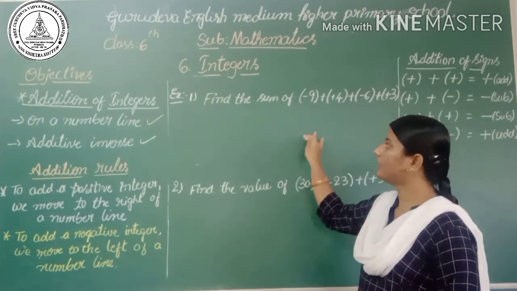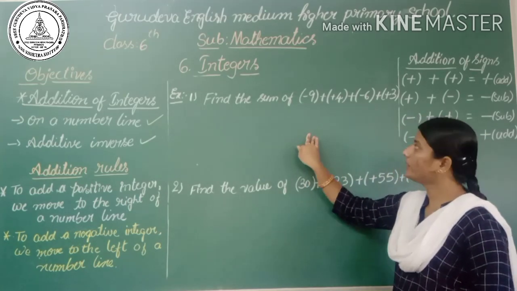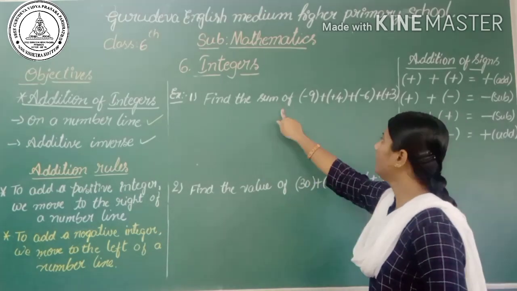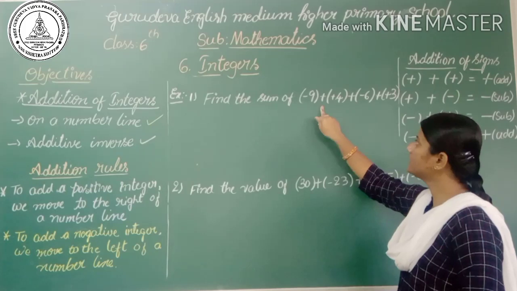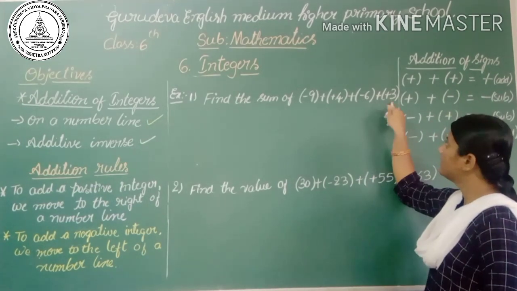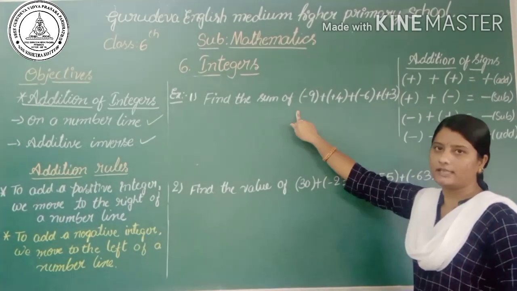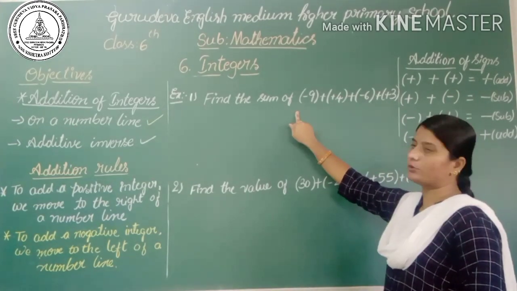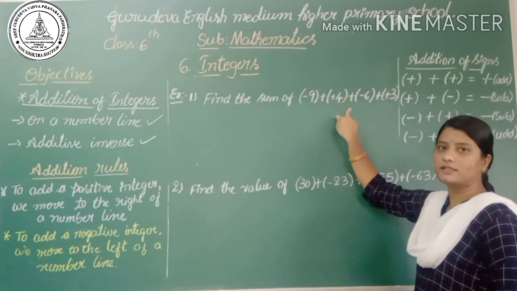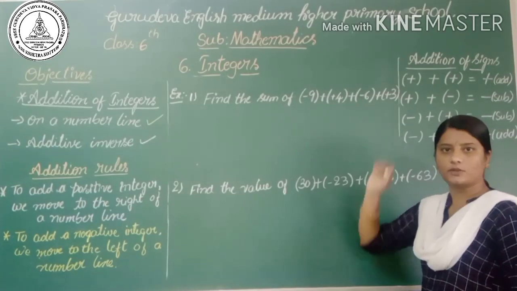Okay, so here I have taken two examples. The first one I will show how to do. See here: find the sum of minus 9 plus 4 plus minus 6 plus 3. So how do we add these integers? First, we have to rearrange the numbers as positive integers and negative integers together.